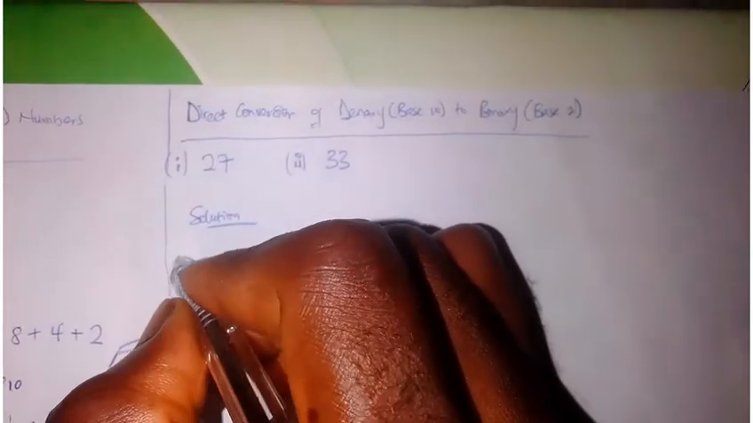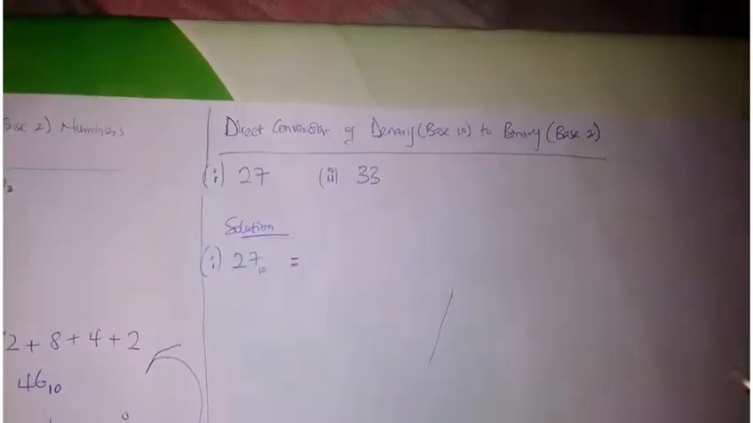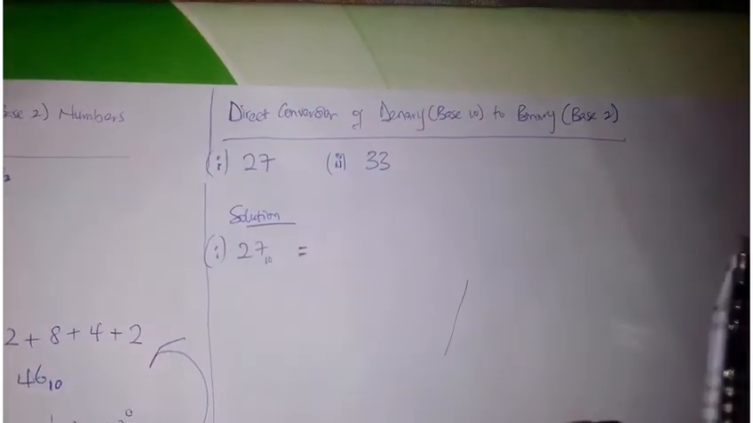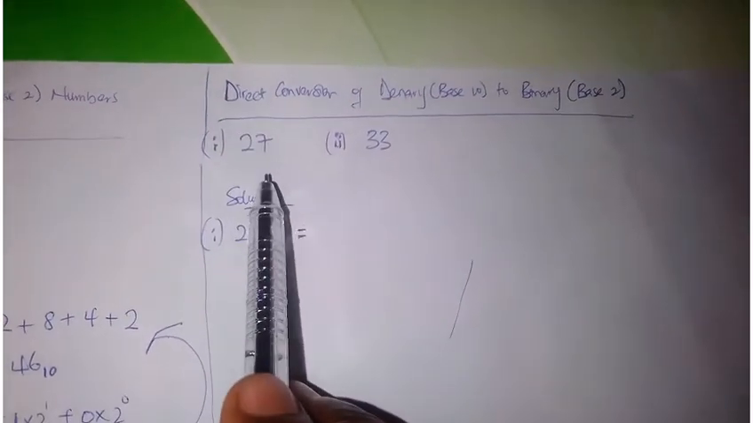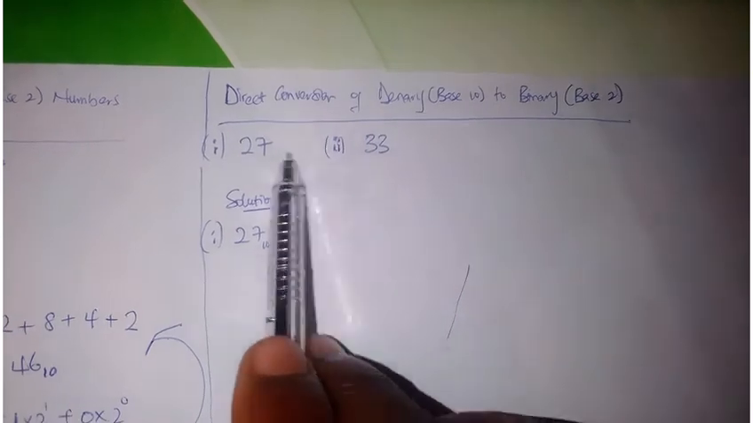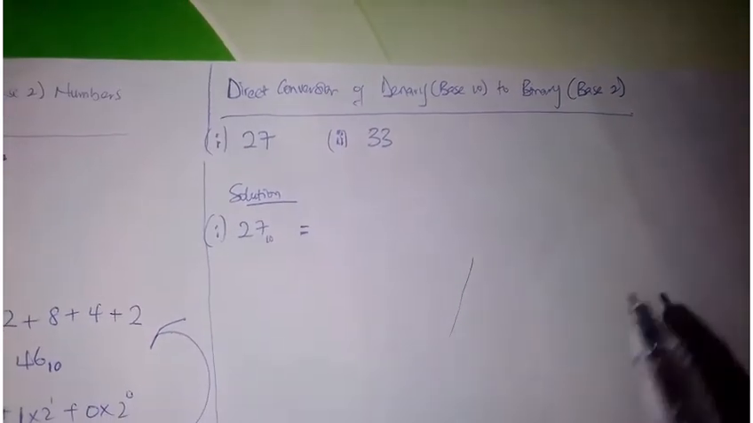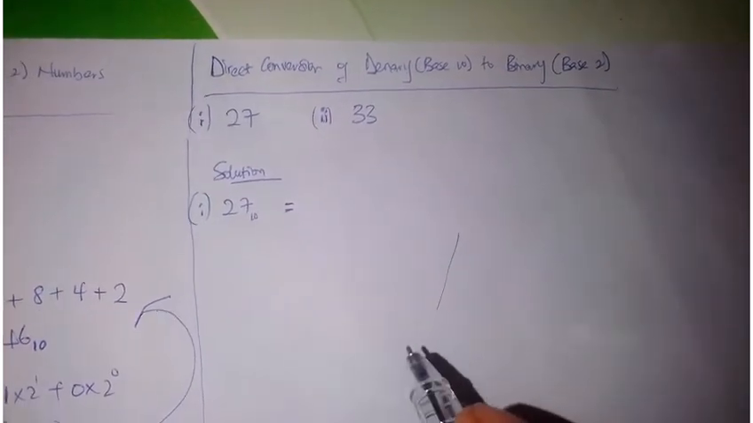Now for the first question, we have to convert 27 base 10 to base 2. How do I convert it? Recall, in our binary numbers, whenever we have a number given to you without any base, automatically it's in base 10. That's the first thing to note. So these are both in base 10. So convert it to base 2. How do you convert to base 2?